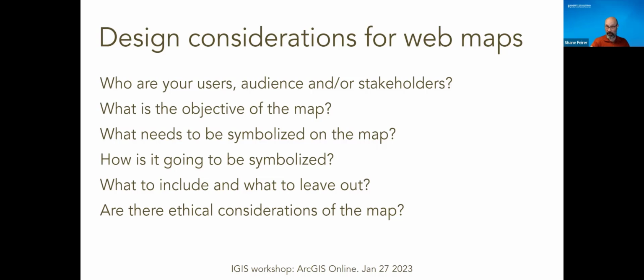What is the objective of the map? This is a common thing I work with and my colleagues work with when we're working with researchers. For instance, are you making a map for a presentation, for a PowerPoint? Are you making a map for a publication? Are you making a map for a web map specifically or a web app? Each one of those could potentially have different reasons and different ways of showing the information because of the format they're going to be using. So you've got to take that into account.